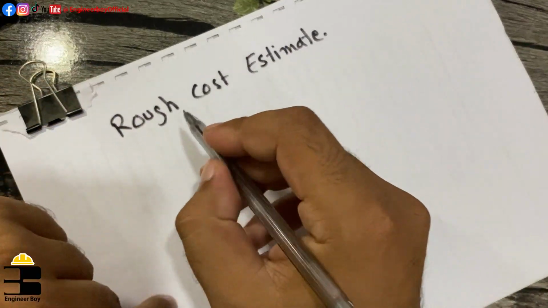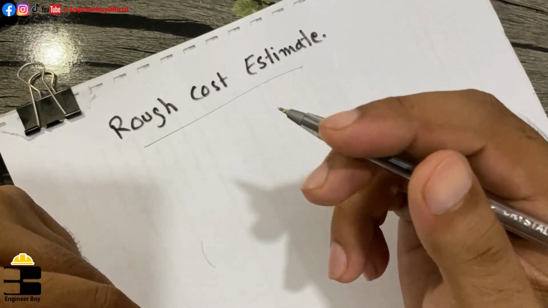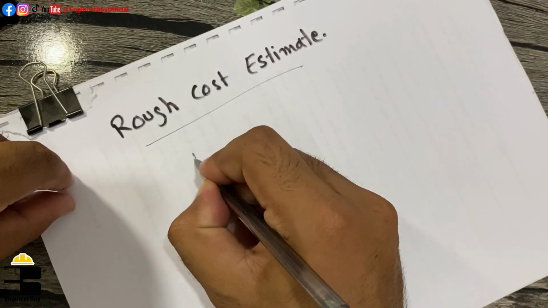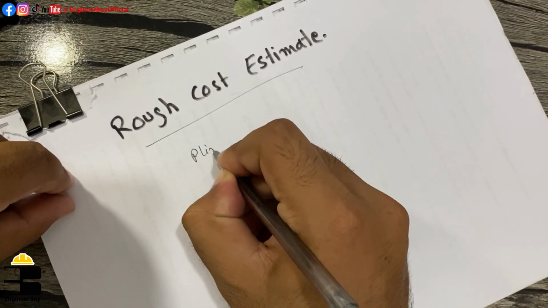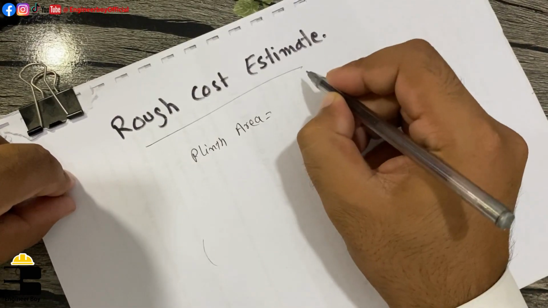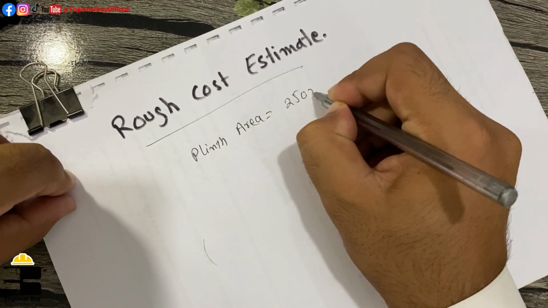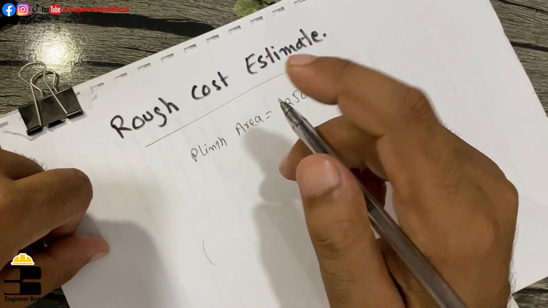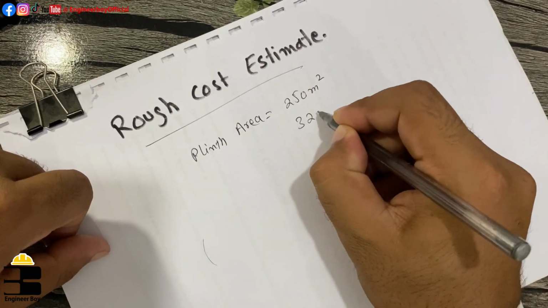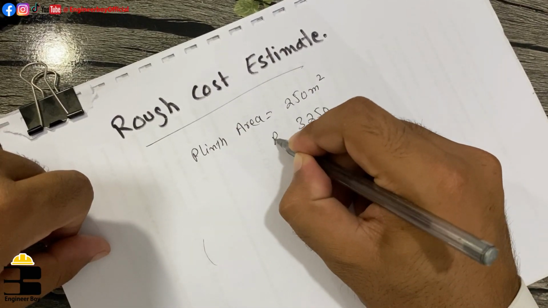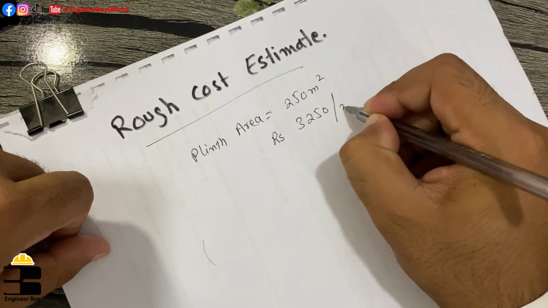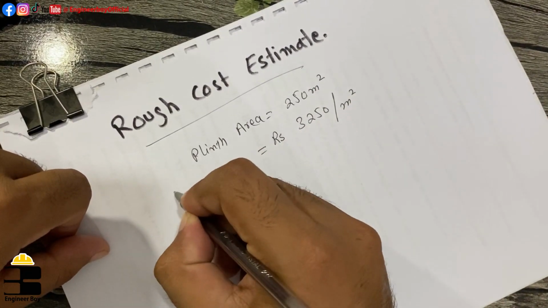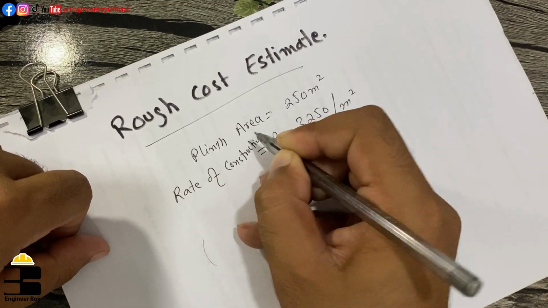Okay, let's learn the rough cost estimate of a residential building. The plinth area is given, which is 250 square meters. Now the rate of construction is also known, which is 3250 rupees per square meter.